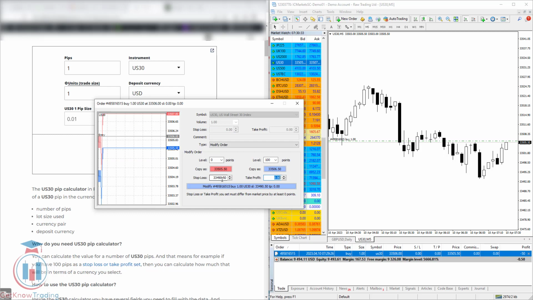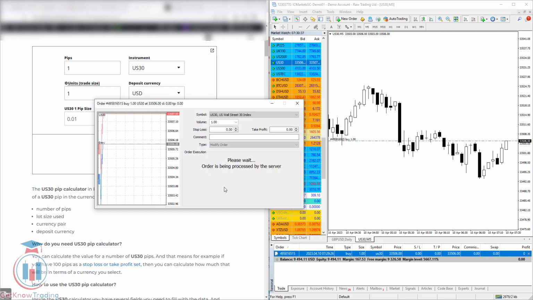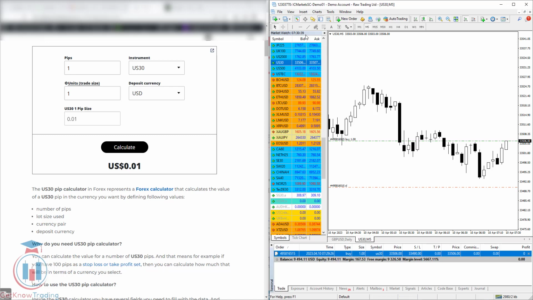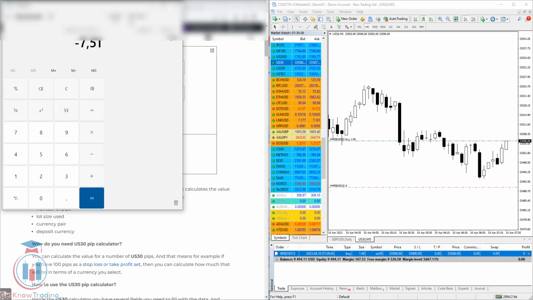33490. Okay. And here 00, modify. So here it is, the difference between the open price and the close price, which is a stop loss. So here it is the number of pips. For example, from here to here you can make a calculation of how much that is. Let's use the calculator if you need it.